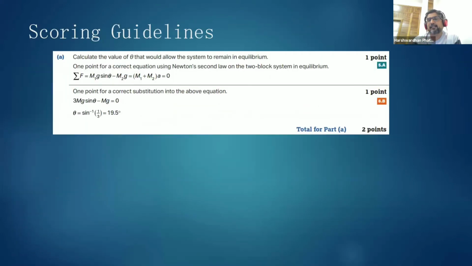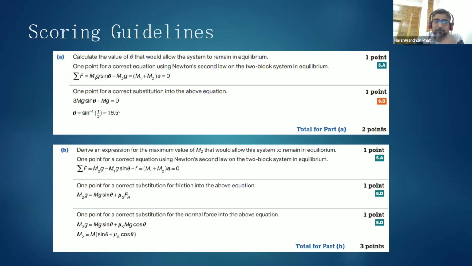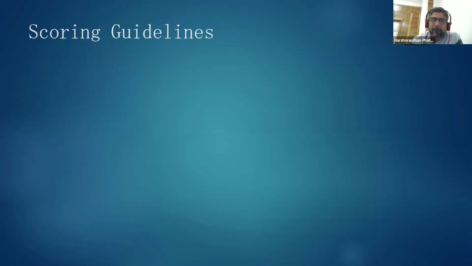The solutions, as I said, these are some scoring guidelines. As you can see, for that particular question, this is how a typical solution would be written. You see the first step, they give you 1 point. If you correctly write the second one, they give you 1 more point. So, total 2 points for part A. Similarly, you see 1 point, 1 point, 1 point, so 3 points for part B. And like that, you have the total marks being allocated.